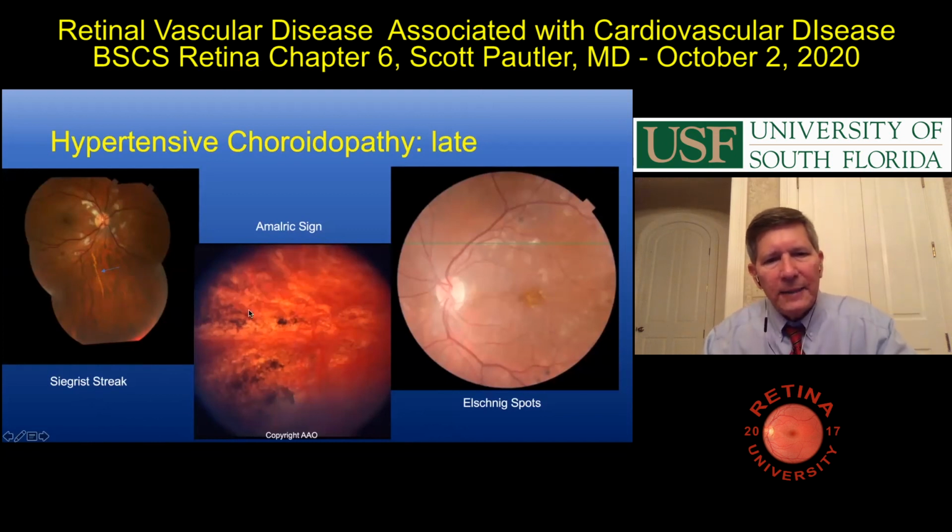And if you get the long posterior ciliary artery occluded, you'll get this triangular Amalric sign with pigmentary clumping. Some people will say, well, this is a series of Segrest streaks, and I guess it depends upon which name you want to use. But posteriorly, you'll get lobular occlusion of the choriocapillaris. So some of these patients, after the acute episode is resolved, you'll see little areas of focal RPE clumping referred to as Elschnig spots.